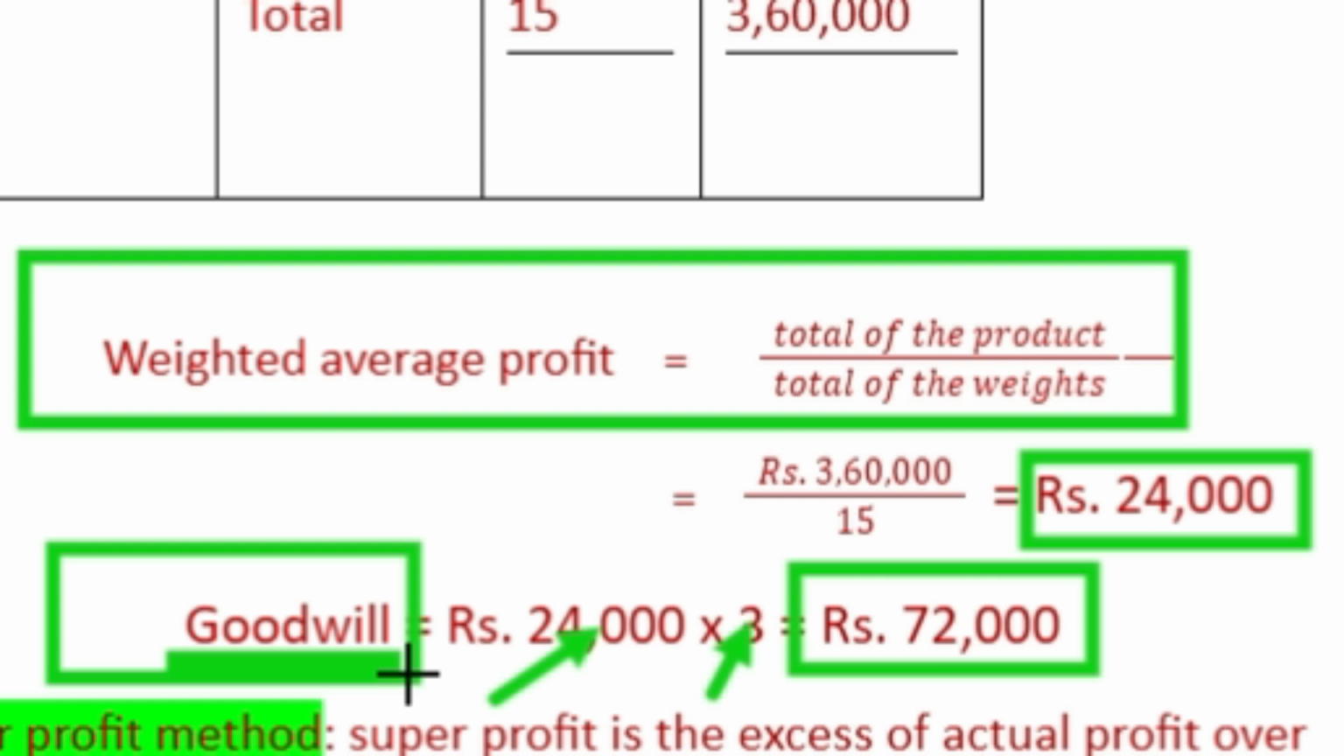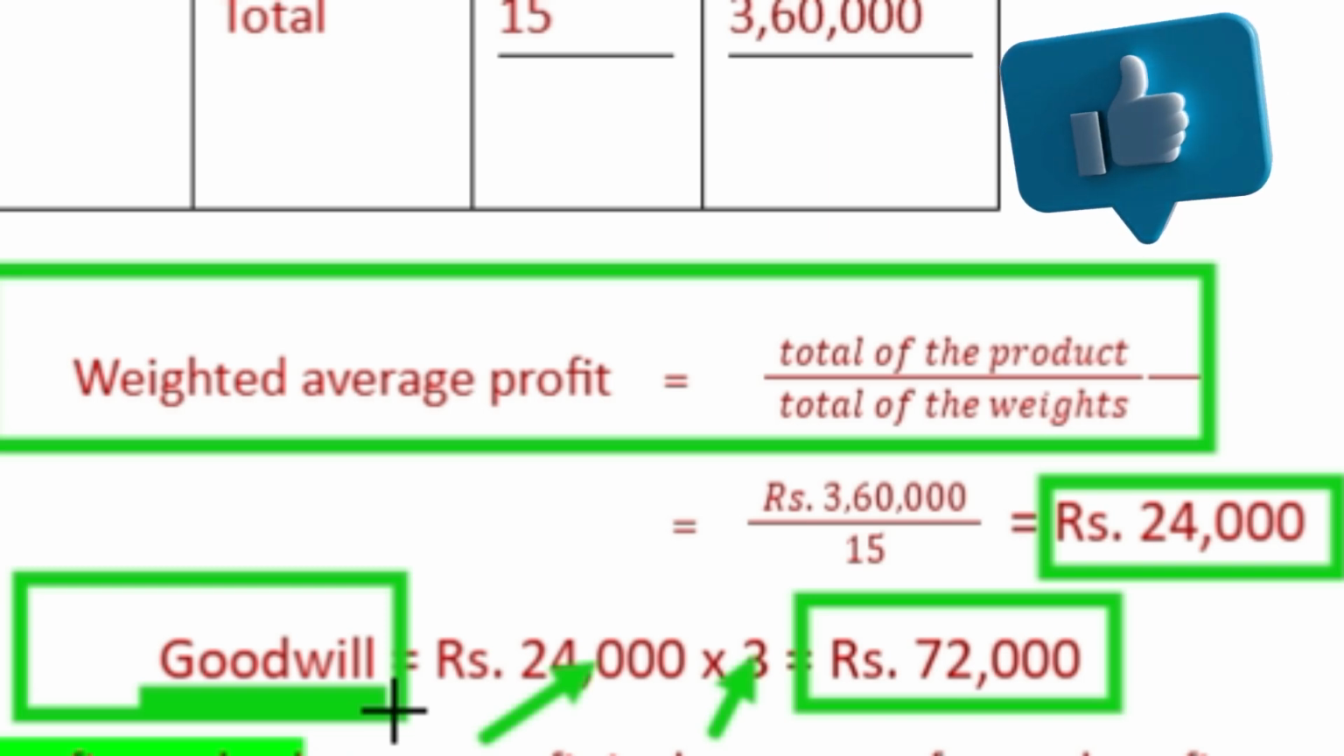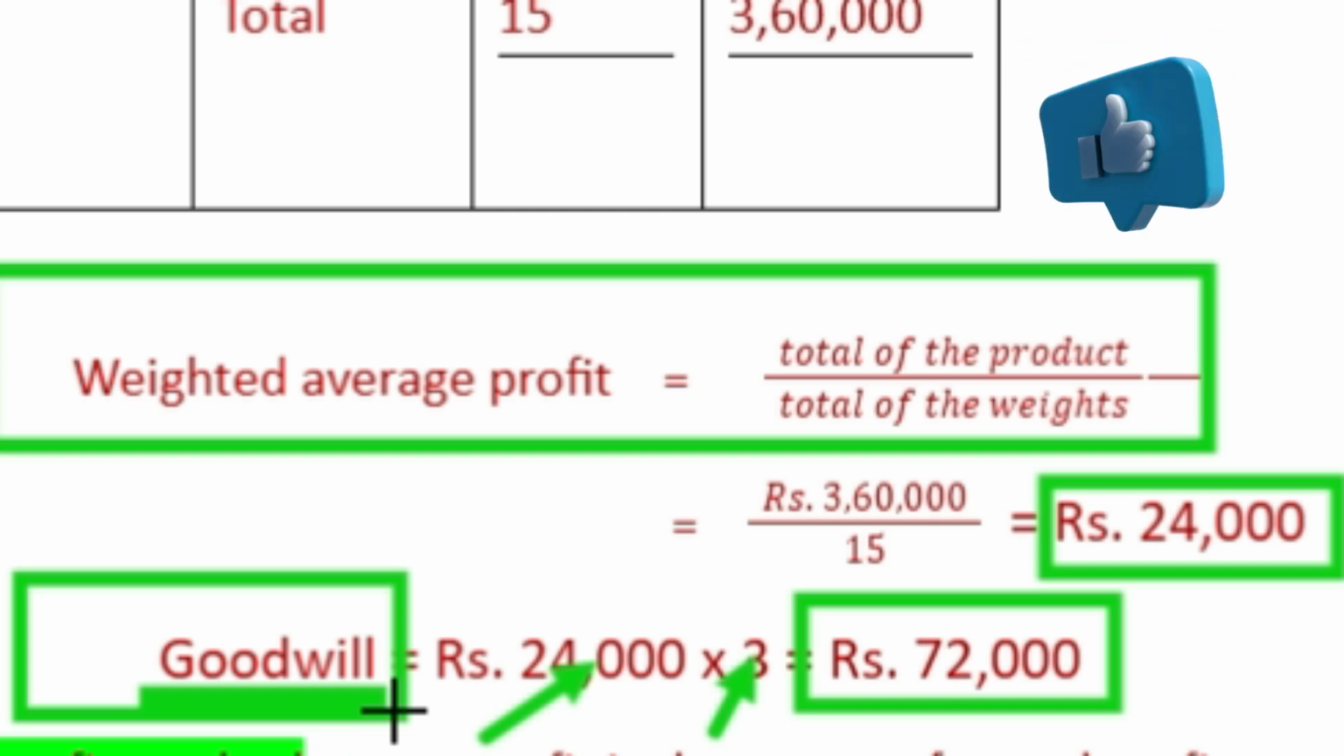Well viewers, here I have explained to you about the average profit method. In the average profit method, the calculation of goodwill is done by the simple average profit method and the weighted average profit method.